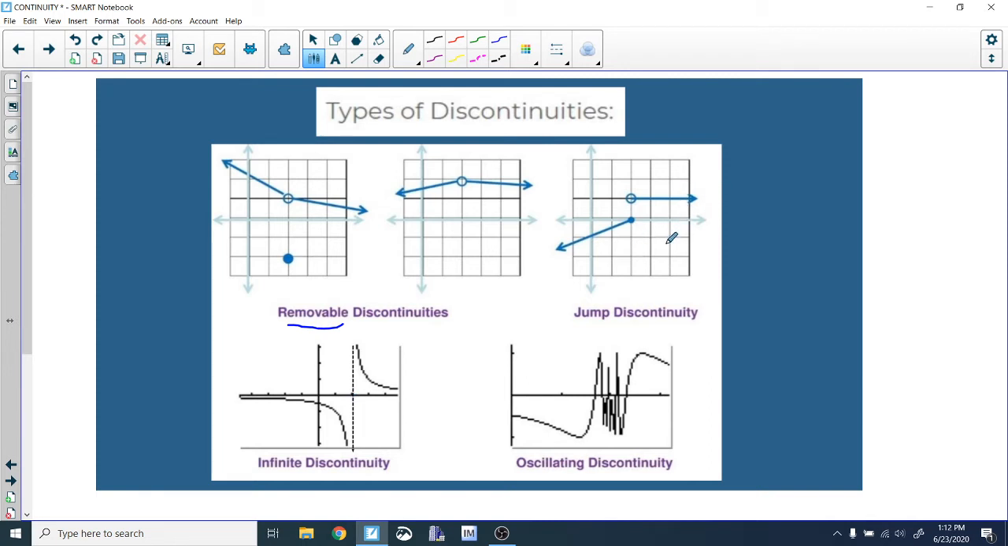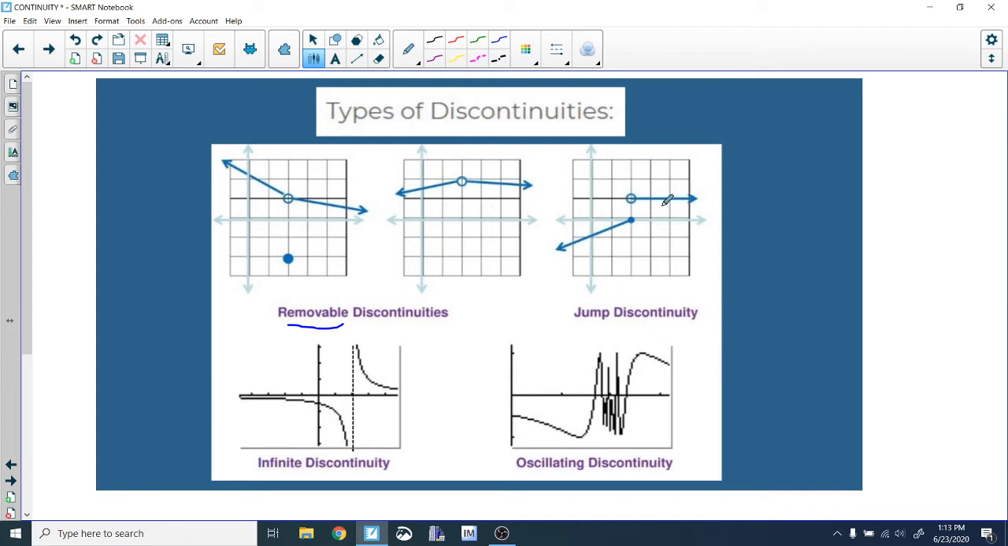If you take a look at this graph, what you're seeing here is a jump discontinuity. This graph, what you're seeing here, we call an infinite discontinuity, or that's also called a vertical asymptote. And then finally, there is such a thing as an oscillating discontinuity, which we actually won't see any examples of in this video, but I wanted to put it out there that it exists.